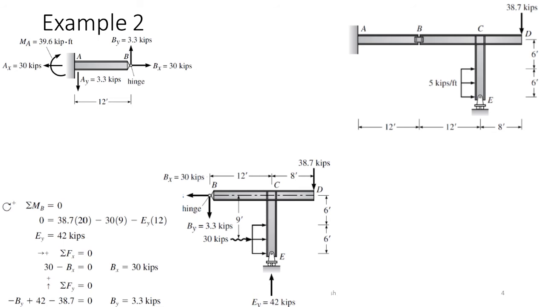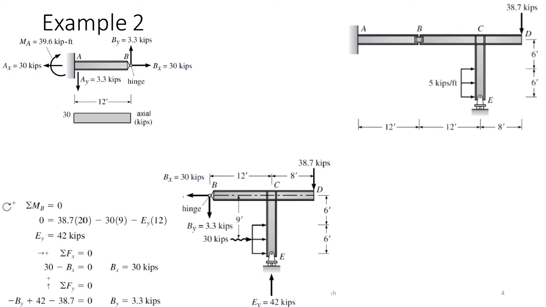So going back to the other part of the structure, we will put the Bx and By that we have calculated, we will reverse the sign and put them as loads. So now this will give us that Ay is simply equal to the same value of By because there is no other force, but it's opposite in direction. So sigma Fy will give us that Ay equals 3.3 kips. Sigma Fx will give us that Ax equals 30 kips. If we take sigma moment about A, we'll find that MA, the moment reaction, is 39.6 kip feet.